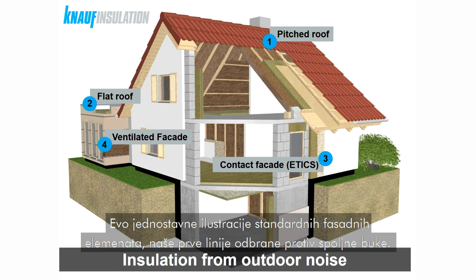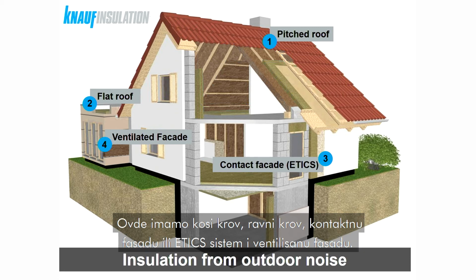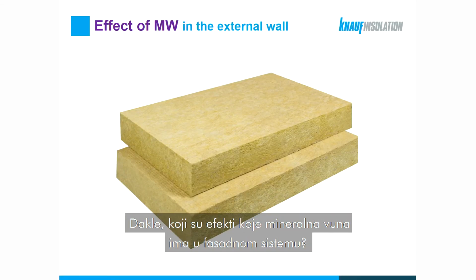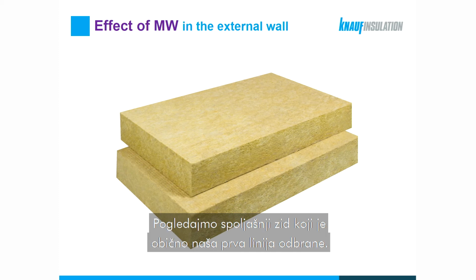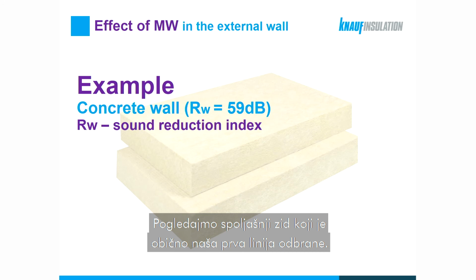Here's a quick and simple illustration of the standard facade elements. So our first line of defense against the noise from outdoors is pitched roof, a flat roof, contact facade or the attic system, and ventilated facade. So what are the effects that mineral wool has in a facade system? So let us look into the external wall, which is usually our first line of defense.